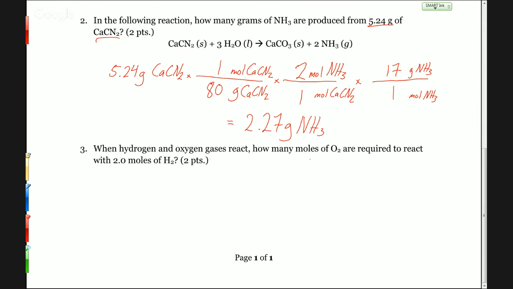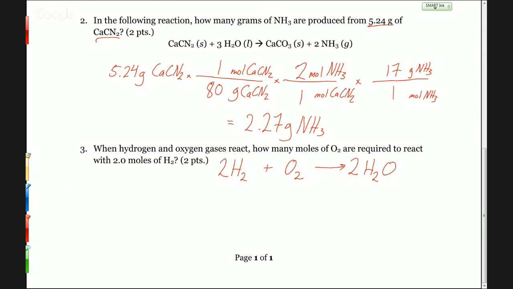All right, and finally, this one we have to set up an equation, so we have to know the products as well as balance it. So hydrogen and oxygen gases, when they react, what do they form? Water. So is that balanced? It's not. This is one of the ones we did in class, so we've got to put a 2 here and a 2 here to balance it.